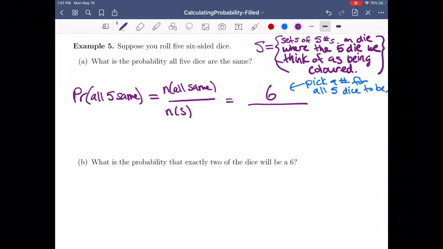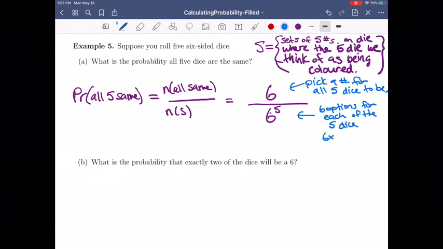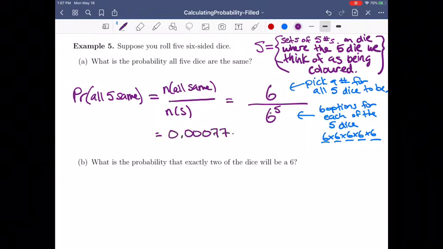Now on the bottom, we're actually going to have 6 to the power 5. That's because there's 6 options for each of the 5 dice. So you have 6 times 6 times 6 times 6 times 6, once for each die. So if you compute that, you get 0.00077 approximately.